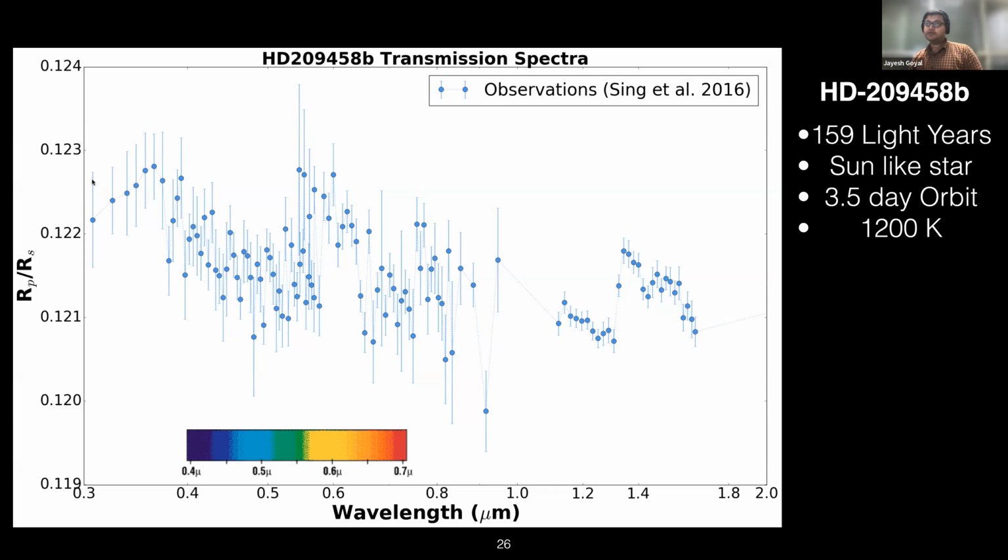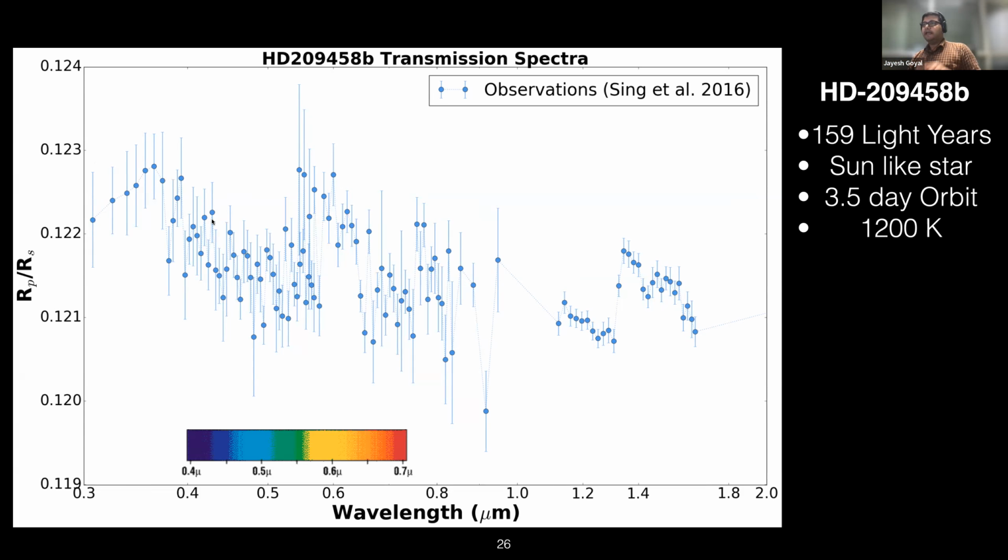Okay, and that gives rise to the error bars, like how precisely you are able to measure the radius of a planet at a specific wavelength. So that gives rise to these error bars, because only then will we be able to tell how accurately we have detected something or not.